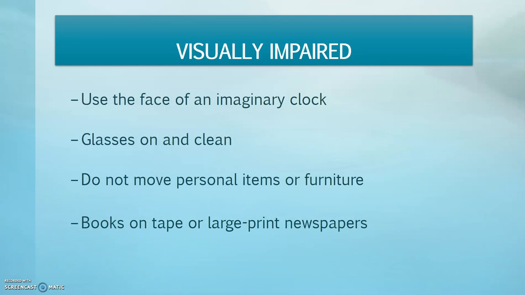The imaginary clock works well when describing location of food placement for those who have extreme impairment. Mashed potatoes are at 3 o'clock, Swiss steak at 6 o'clock, and carrots at 10 o'clock. So imagine the face of a clock on their plate.